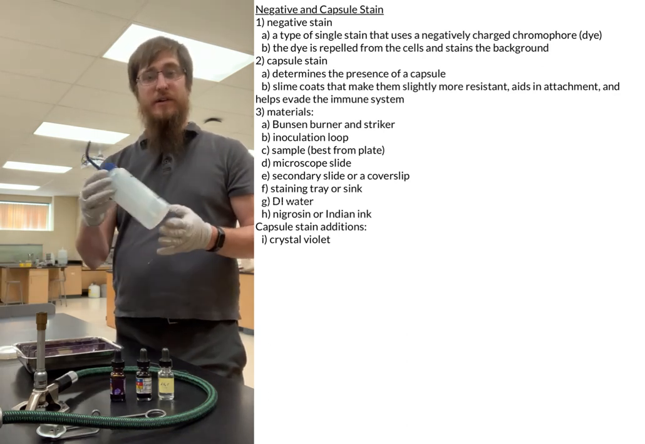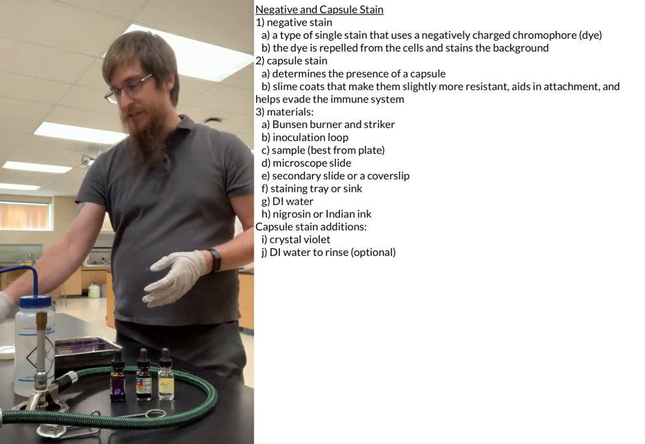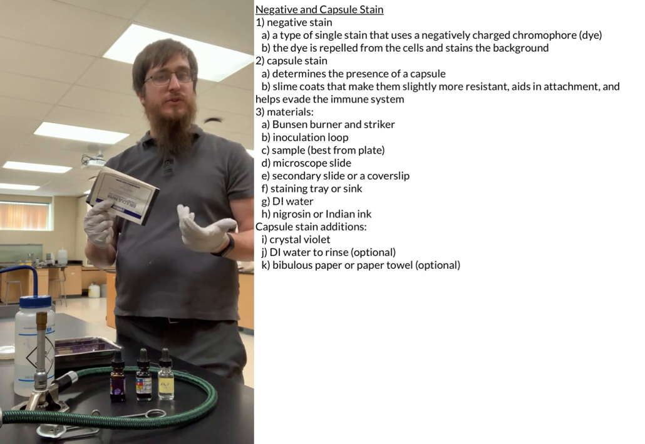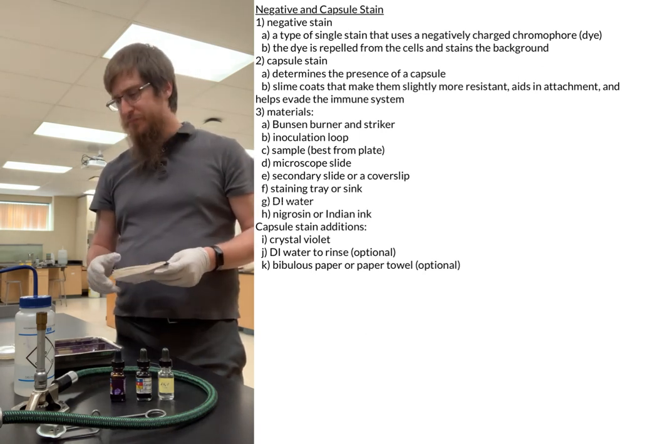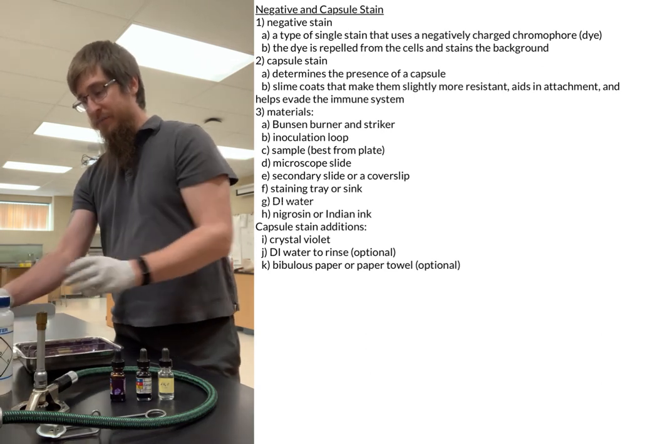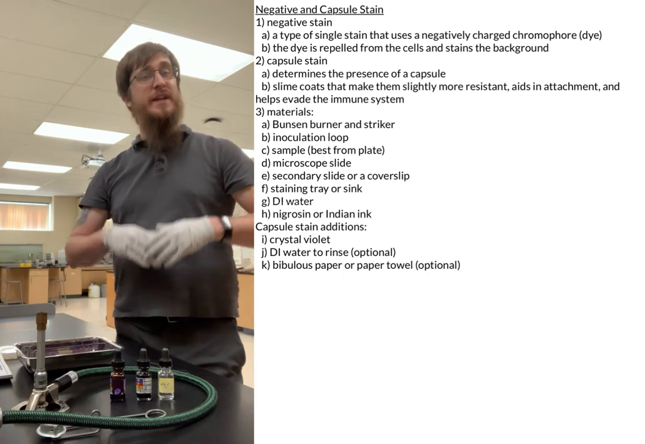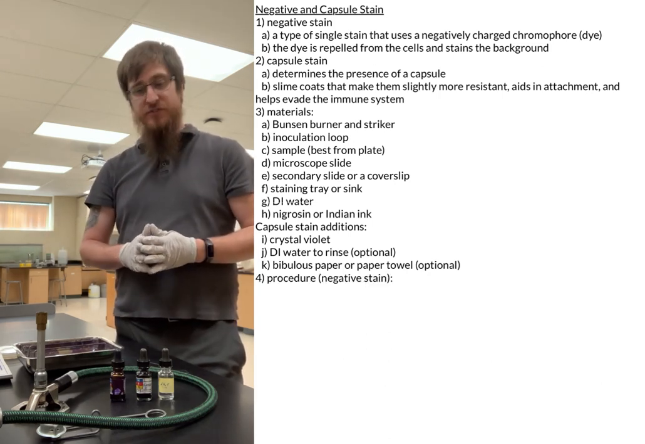You might need a bottle with DI water in it to do a rinse, and you might need either bibulous paper or a paper towel in order to do a blot. We'll talk about that at the end of the capsule stain procedure. But with that in mind, let's go through and talk about how we do a negative stain first, and then we'll tailor it into the capsule stain afterwards.